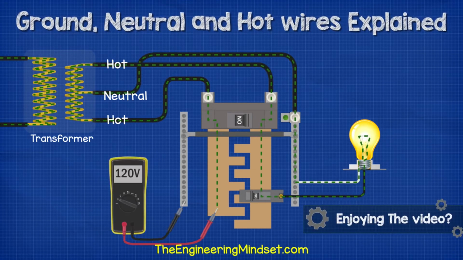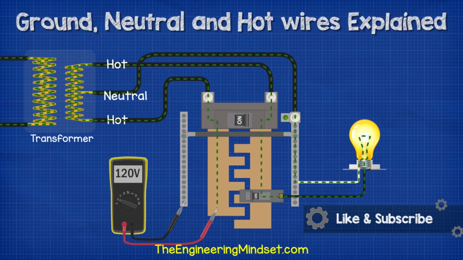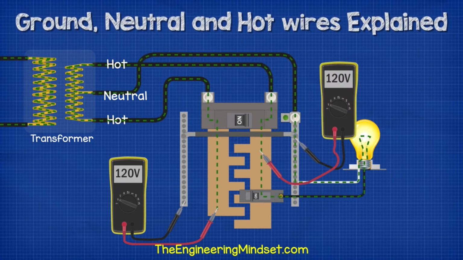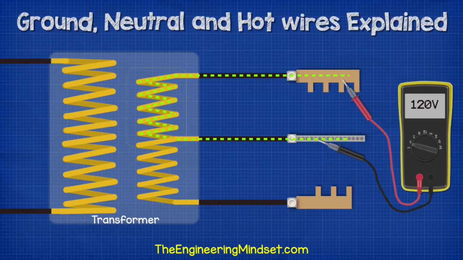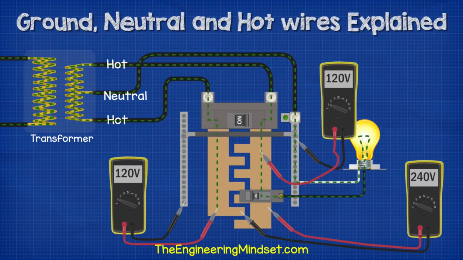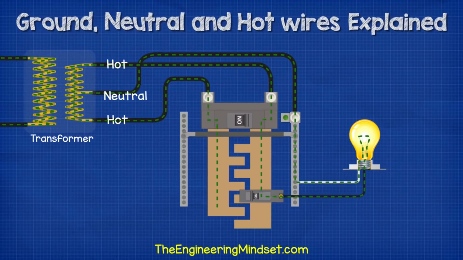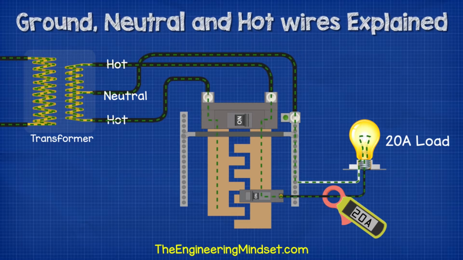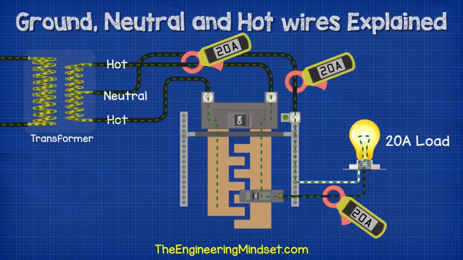When we connect our multimeter between a hot and the neutral, then we're going to get a reading of around 120 volts. And we get the same reading for the other one. That's because we're only using half of the coil in the transformer. But then when we connect between the 2 hots, we get 240 volts because we're using the full length of the transformer coil. Now, if we have a load on only one half of the coil, and the load is for example 20 amps, then the hot wire will carry 20 amps to the load, and the neutral wire will carry 20 amps back to the source.